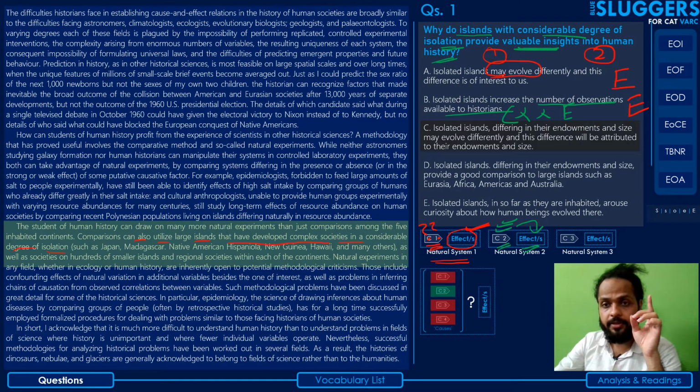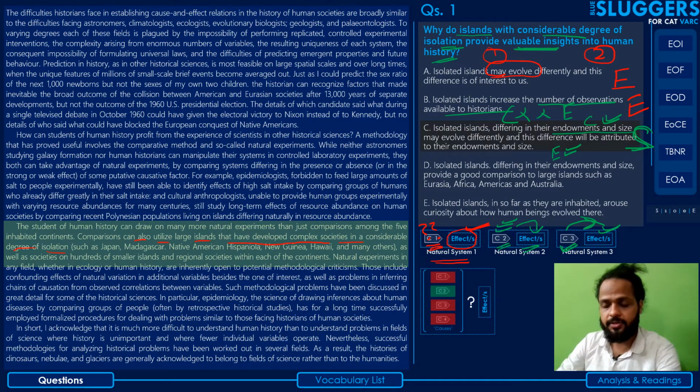So when this option says endowments and size, these are your causative factors. It has taken care of the causative factors part, right? It says isolated islands differing in their causative factors may evolve differently, so it has also taken care of the effect part, right? May evolve differently, and this difference might be attributed to their endowments and size, that is the causative factors. So this is exactly why the author has asked the historians to compare isolated islands, right? So this will be selected with a capital S. This is definitely the correct answer.